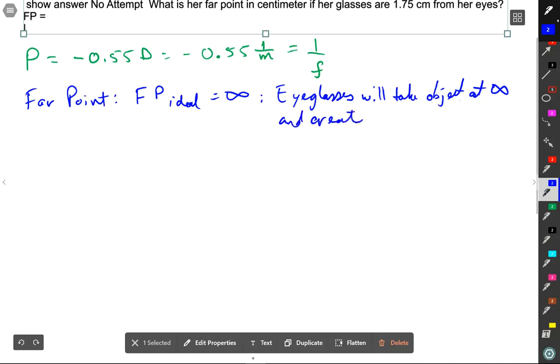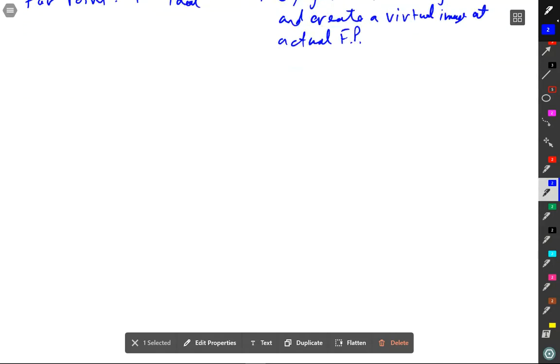What kind of image is it going to create? A real or a virtual image? Virtual, because it's on the same side of the lens as the object. So eyeglasses will take an object at infinity and create a virtual image at the actual far point. So now I draw my picture. Here's the physicist version of the eyeball. Here is her lens.